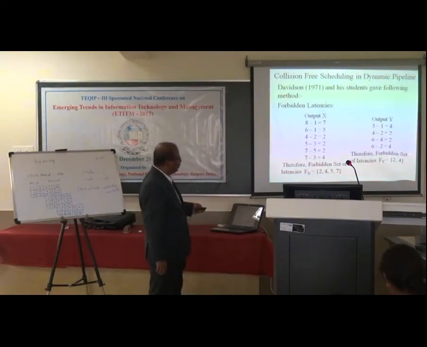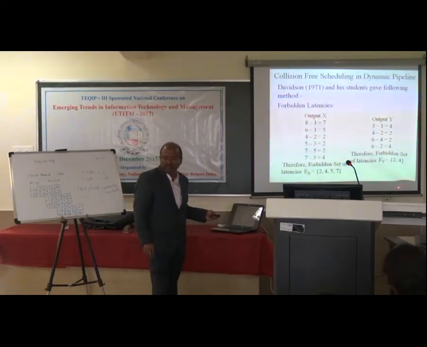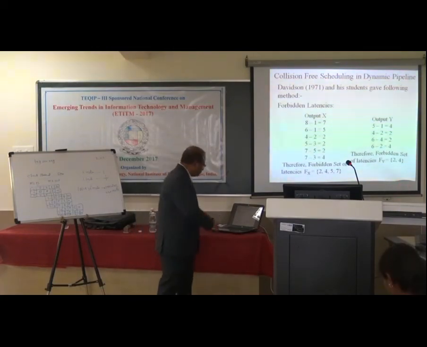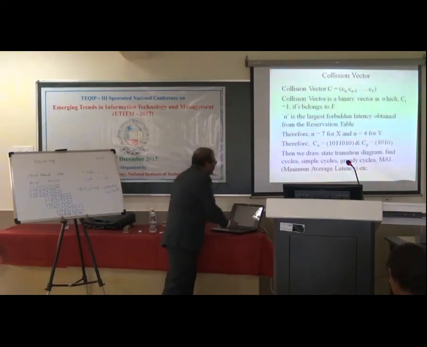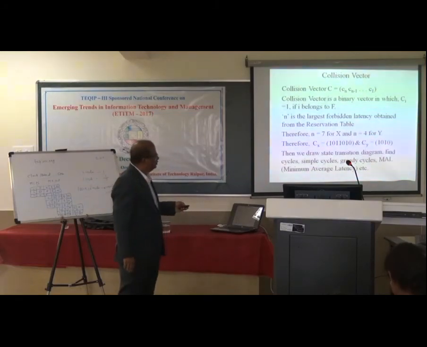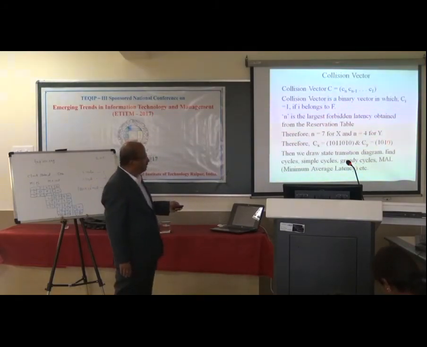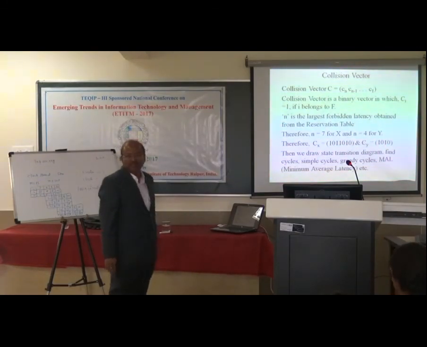Similarly for y also, Cy. 2 and 4 are the forbidden set of latencies. Is 1 present? No, 0. Is 2 present? Yes, 1. Is 3 present? No, 0. And is 4 present? Yes, 1. So 1, 0, 1, 0 is the collision vector.